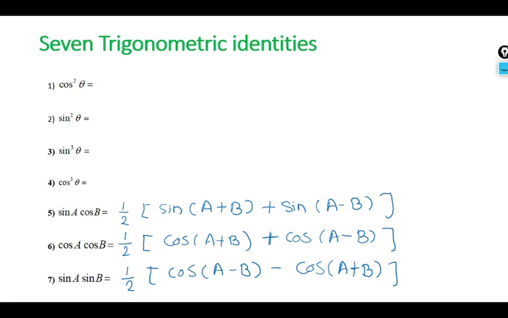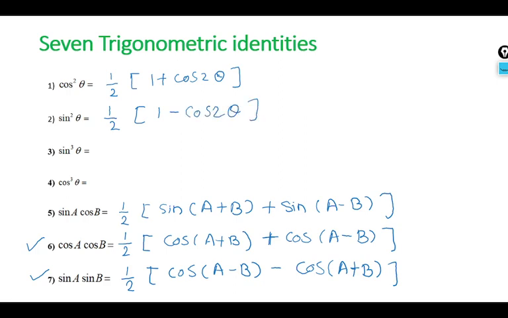Next two are cos square theta and sine square theta. They are particular cases of the 6th and 7th formulas. If you want cos square theta, just replace A and B by theta. So we get cos theta into cos theta, that is cos square theta, is 1 by 2 times cos of theta plus theta, which is cos 2 theta, and here cos 0 is 1. So we get the formula as 1 by 2 times 1 plus cos 2 theta. Similarly, we get a formula for sine square theta from the 7th as 1 by 2 times 1 minus cos 2 theta. You can directly remember it, no need to derive it.